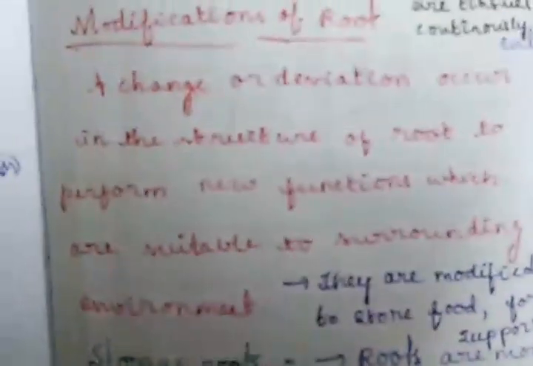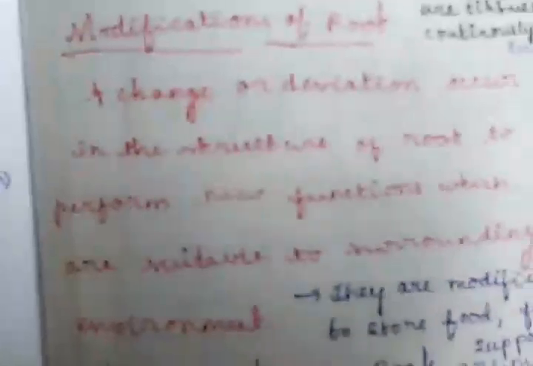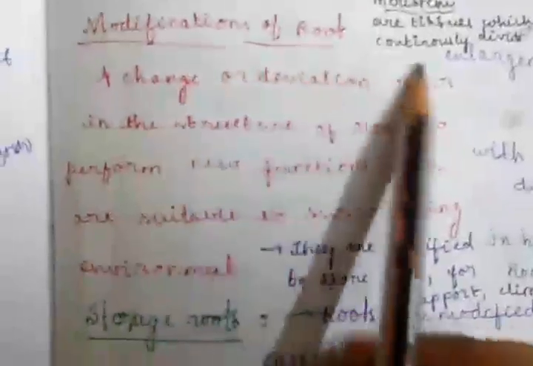The permanent change in the structure and shape of the root to perform functions other than the normal two functions. What are those normal functions? Absorption of water and minerals from the soil and fixation of nitrogen. To perform other functions than these normal functions, a root will change its shape and structure. That is called modification of root.